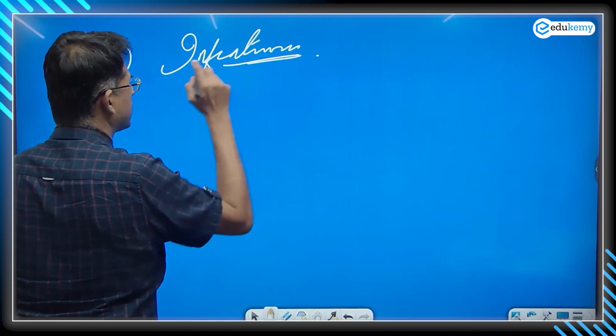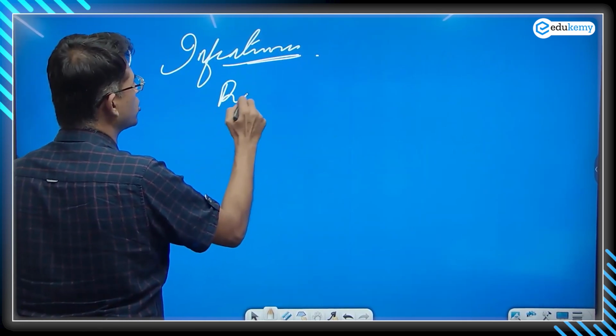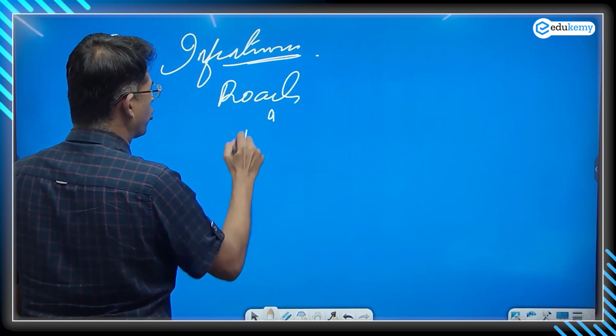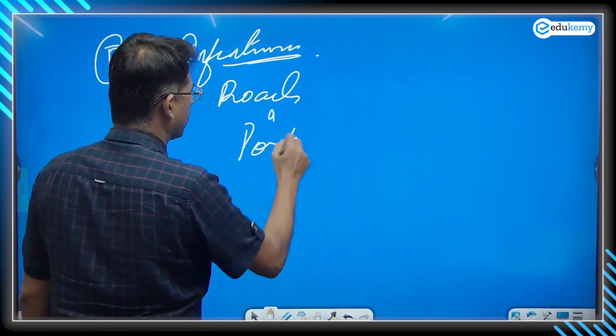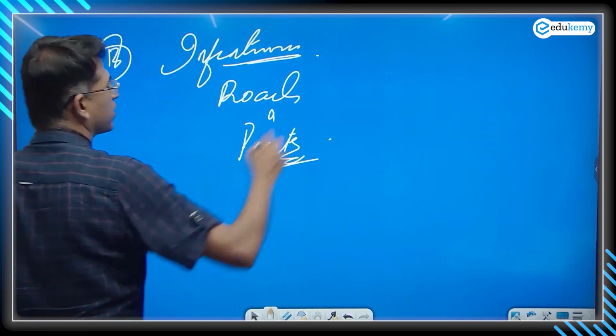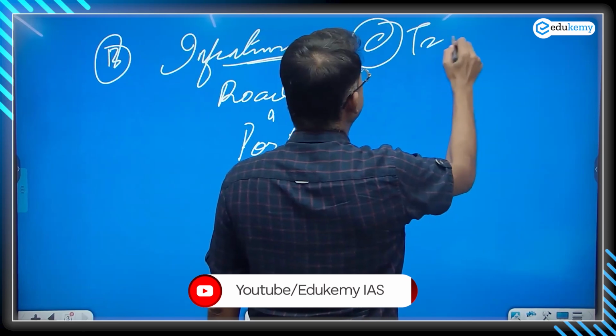Infrastructure. I said the most important is that questions are asked on roads and on ports. It is in your syllabus. Significance of ports. Third is to talk about trade separately.